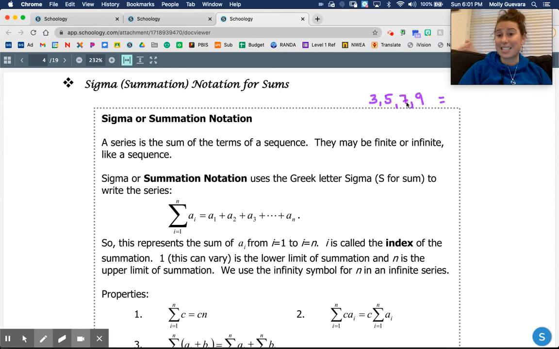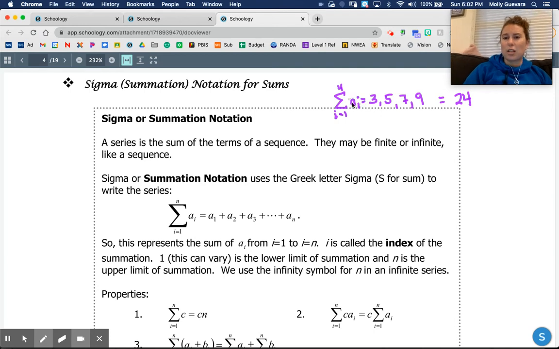9 plus 7 is 16, 21, 24. So the summation, and we use this Greek letter, the capital letter sigma, for summation. And this says, starting at term 1 and ending at term 4, what is the sum of this?